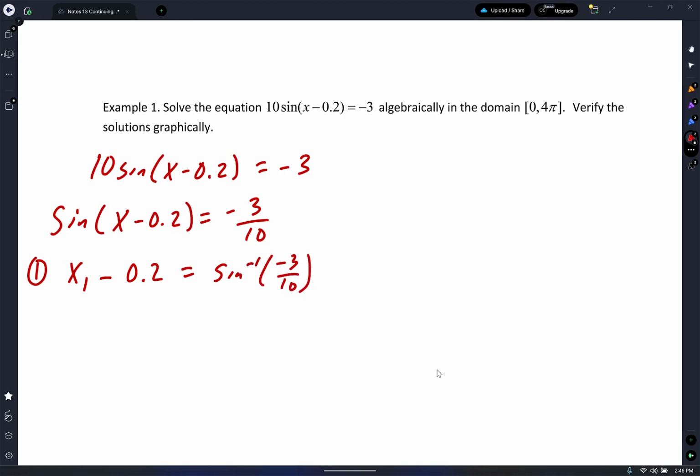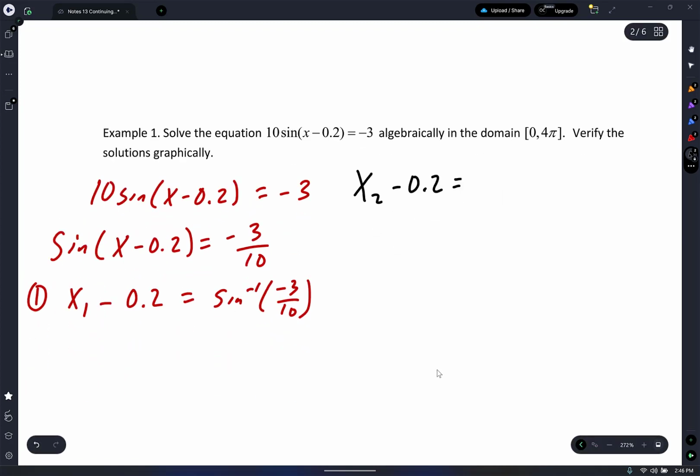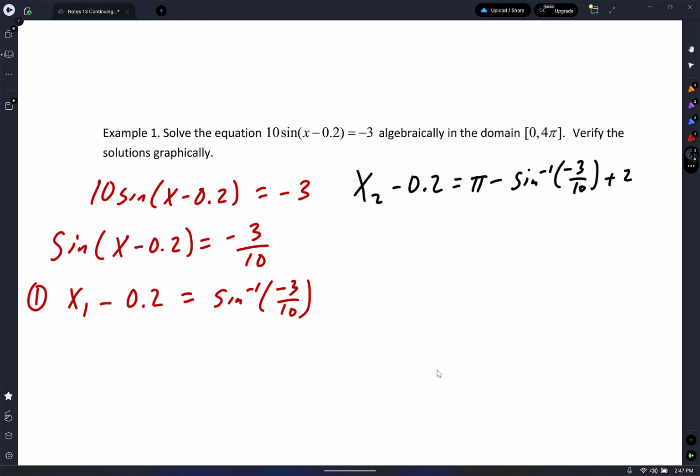And I'm going to change my color to show equation number 2. x2 minus, yeah, if you have colored pencil, this is a good one. Or if you have a different pen. x2 minus 0.2 equals, and I write what? No, I don't write arc sine. Perfect. Pi minus arc sine. Here's if you want to show it algebraically. All right, focus on these, focus. Negative 3 over 10 plus 2 pi n. Oh, I didn't put the 2 pi n on the other one. Plus 2 pi n. There it is. This is how you show it algebraically, guys.